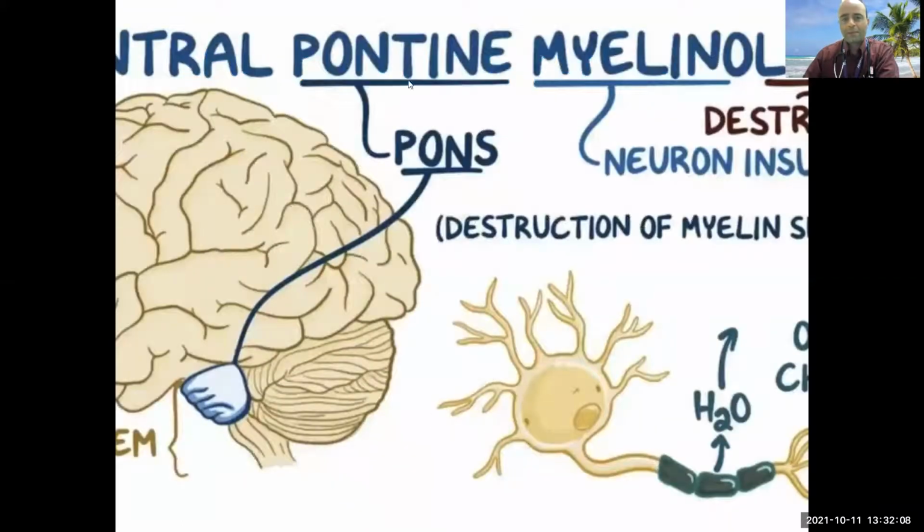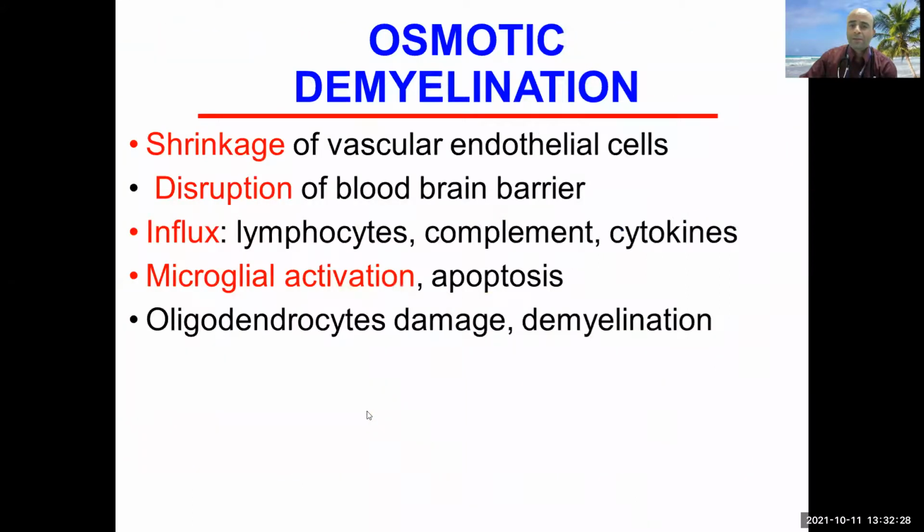We can't miss this. Central pontine myelinosis is in the pons: central CNS, pontine from the pons, and myelinosis. This is neuron damage and destruction of myelin sheaths with acute rapid correction of hyponatremia, from brain shrinking leading to central pontine myelinosis. Osmotic demyelination has a mechanism of shrinking of vascular endothelial cells and disruption of the blood-brain barrier, influx of lymphocytes, complement, and cytokines, an inflammatory cascade, macroglial activation and apoptosis, and oligodendrocyte damage. All these mechanisms lead to demyelination.